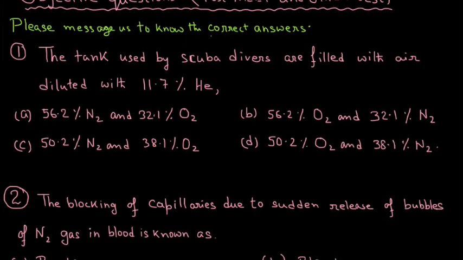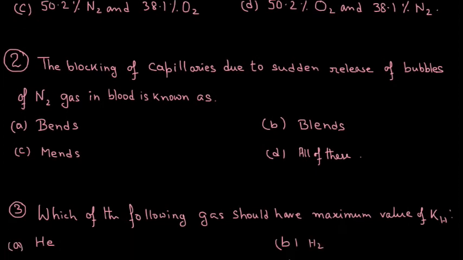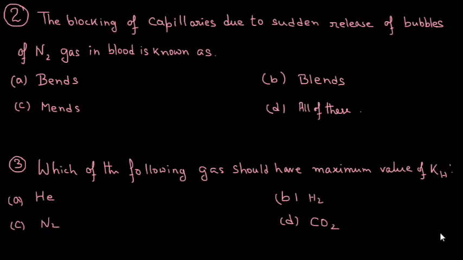The next question is, the blocking of capillary due to sudden release of bubbles of N2 gas in blood is known as A, bends, C, mens, and D, all of these. Third, which of the following gas should have maximum value of KH? A, helium, B, hydrogen, C, nitrogen, and D, carbon dioxide.